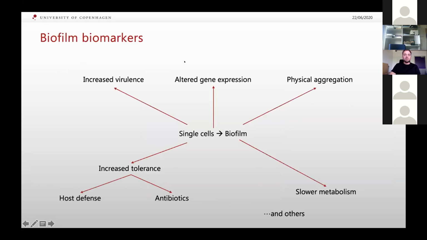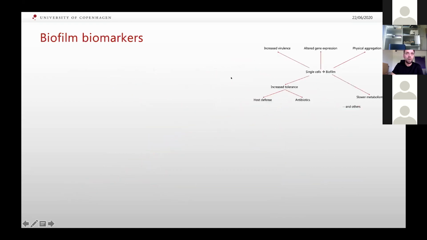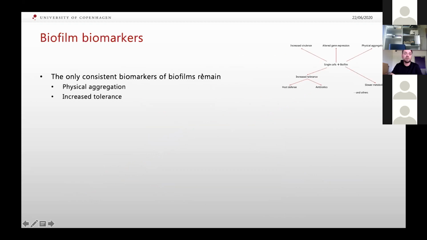The switch from single cell to biofilm lifestyle is often associated with a change in phenotype and behavioral changes. A lot of different biomarkers have been developed to describe this switch, such as increased virulence, altered gene expression, physical aggregation, slow metabolism, and increased tolerance both towards host defense and antibiotics. However, many of these factors are not necessarily universal and may change under different conditions. The only consistent biomarkers of biofilms remain the physical aggregation and increased tolerance.